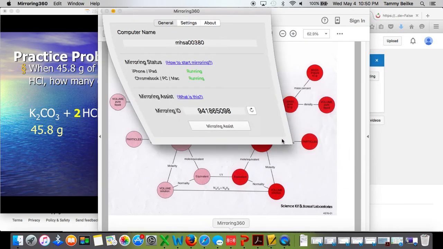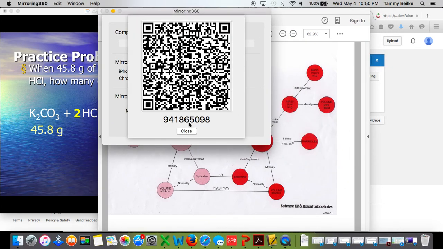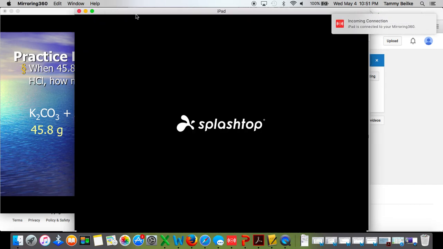There's my mirroring friend. I lost my mirroring, it fell asleep. Much like the toddler sitting on me. Okay, there we go.